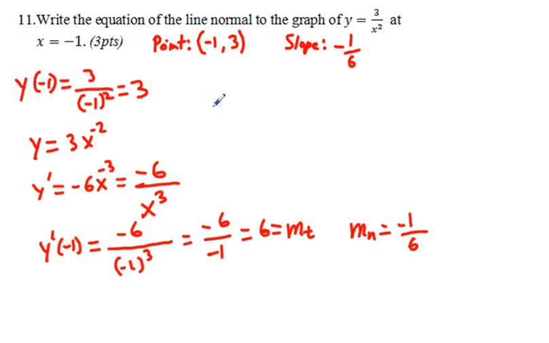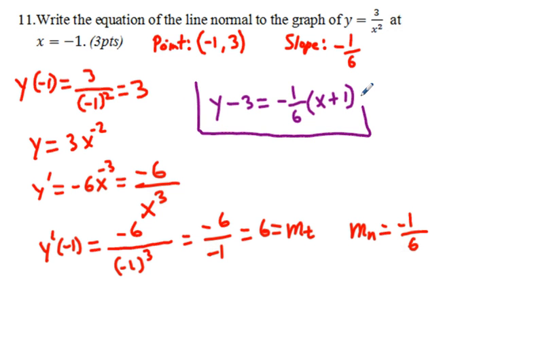And so now we can write our equation, and our equation is y minus y sub 1, which is 3, equals m, negative 1/6, times x minus negative 1, which is plus 1. So this will be the equation of our normal line.